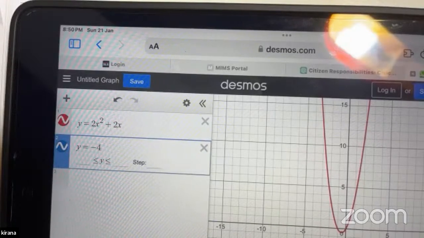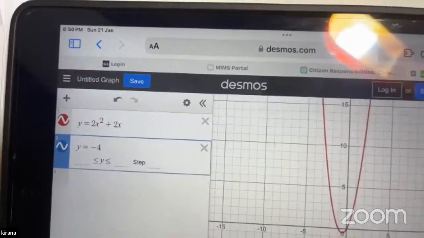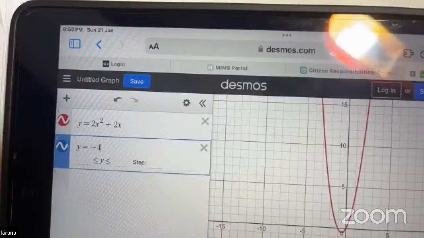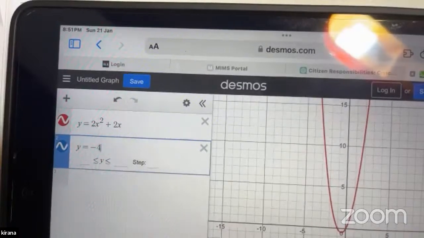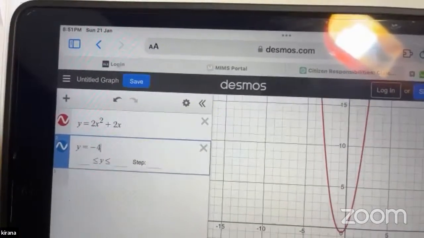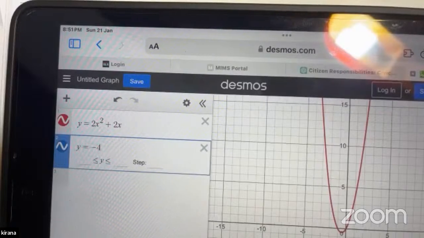Now, this is our way of helping Desmos. Desmos is not very smart. The question asks for 2x squared plus 2x bigger than -4. So what we do for Desmos is we draw 2x squared plus 2x, and then we also draw -4 separately for Desmos so that we can see. That's what we're doing right now. You understand?